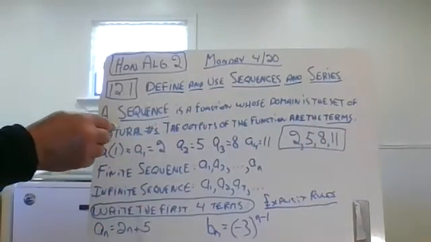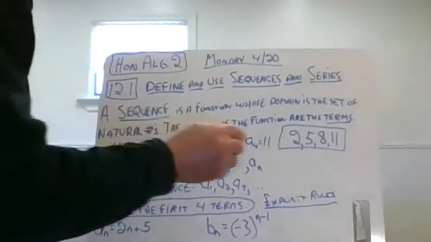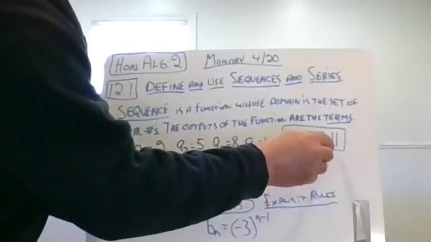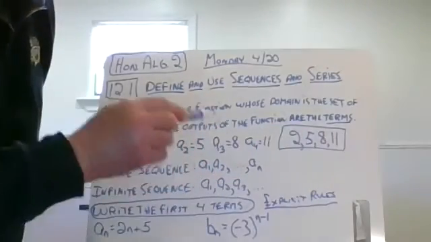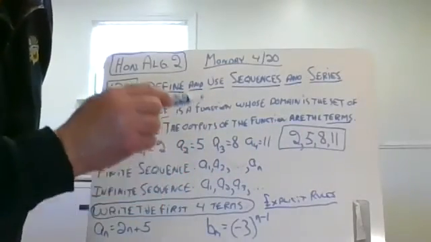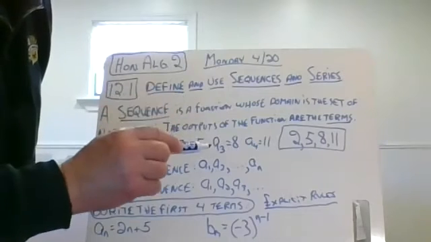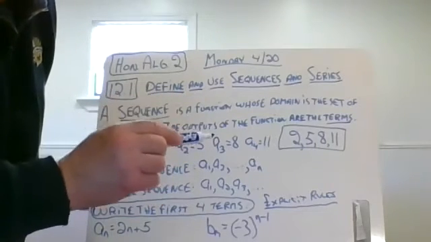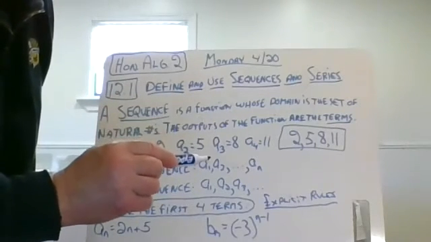And so the trick is going to be, when you're given a sequence, can you find the rule? That's going to be the tougher problem. There's two types of problems you're going to have.